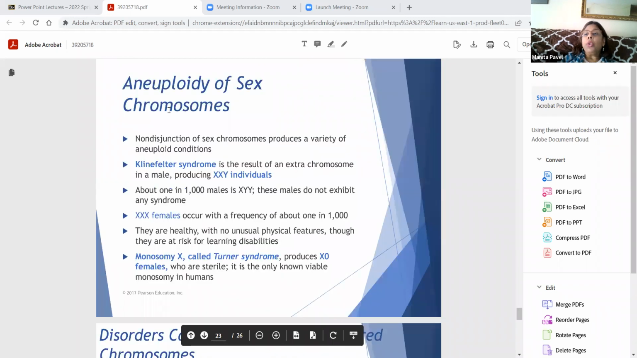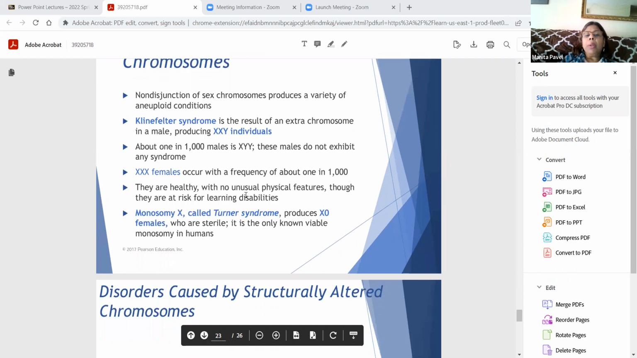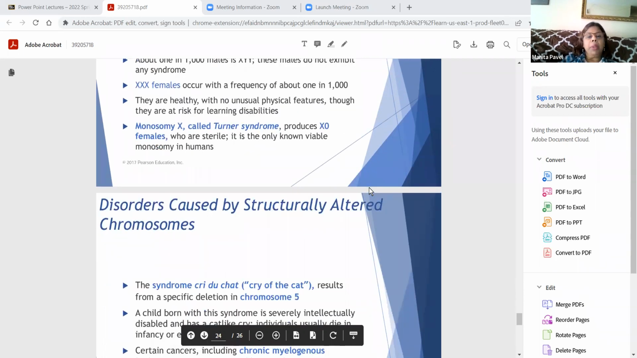Aneuploidy, as I mentioned to you, non-disjunction of sex chromosomes produces a variety of aneuploid conditions. We talked about Klinefelter's, which was XXY. We talked about Turner syndrome, which was X chromosome only. And you could also have XXX, as I mentioned to you, but didn't go into details. XXX would be females, and this frequency occurs 1 in every 1,000 females that are born. They are healthy, with no unusual physical features, though they are at risk of facing learning disabilities.